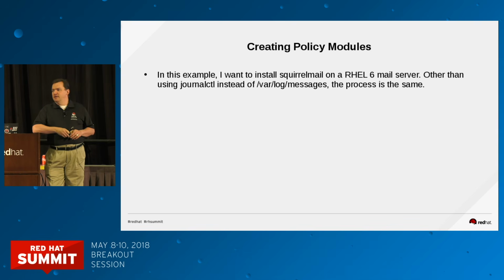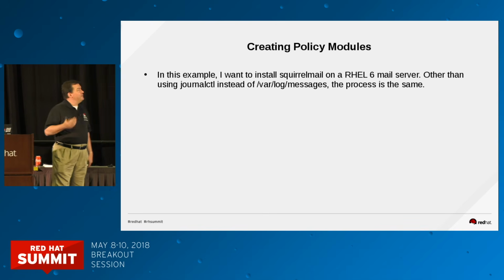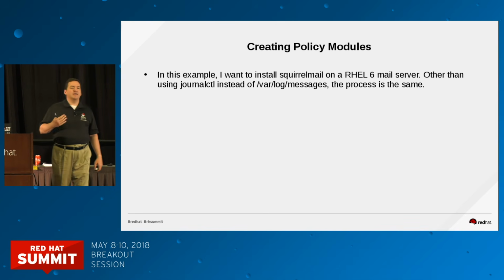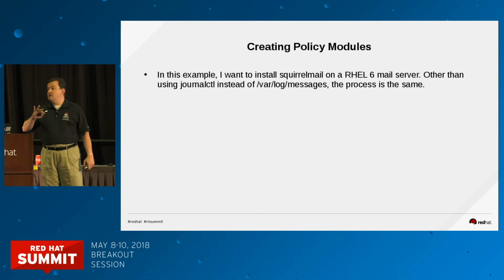I have tried to find a good example for something that doesn't work on Rel 7, and SELinux has gotten good enough and the policy is complete enough that I can't find a good example like squirrel mail was on Rel 6. I'm going to bug you later and see if I can come up with a better example of this. But this is a great example of the steps that are involved in getting SELinux to work with an application that it doesn't know about.